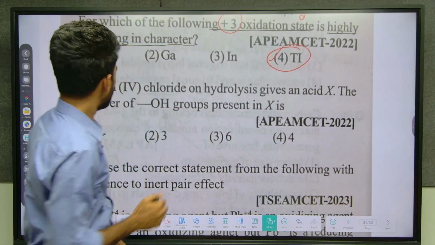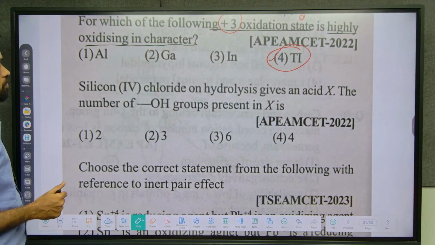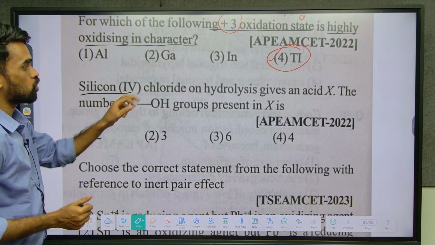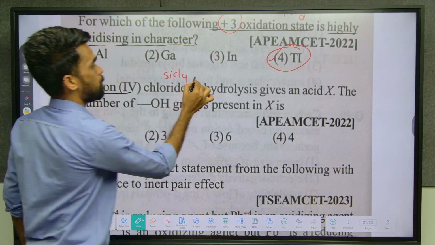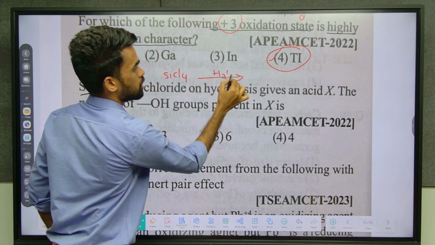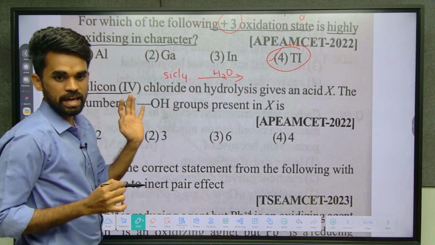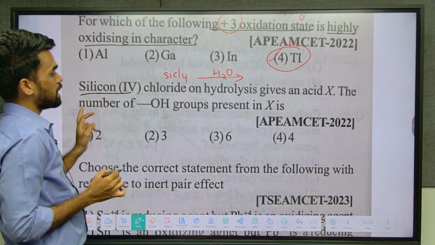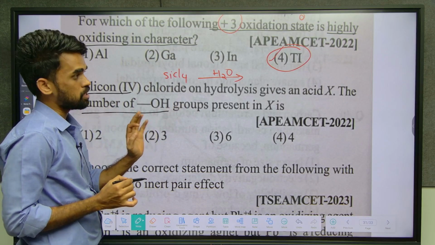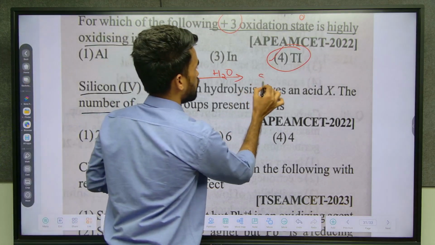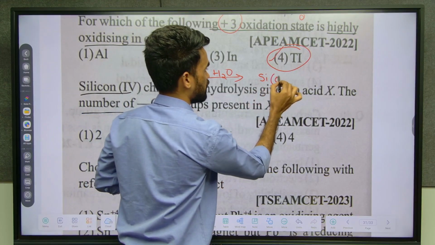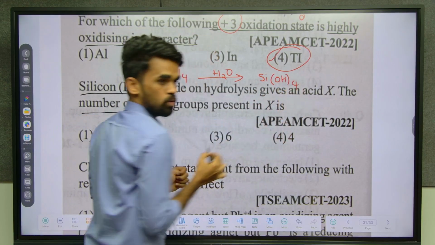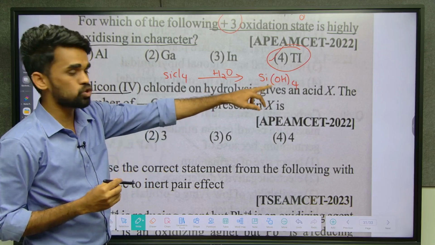Next. Silicon tetrachloride, it means SiCl4, upon hydrolysis produces an acid X. So X contains number of OH groups. How many? So how many chlorines are there, ma? This is important question. I will make one more question on this. So how many OH groups are there?